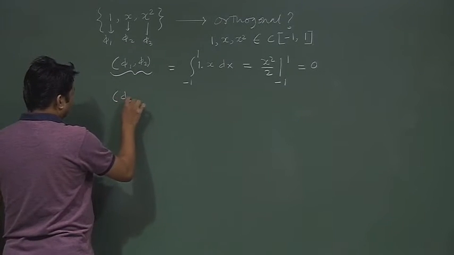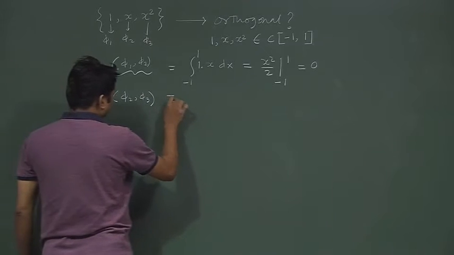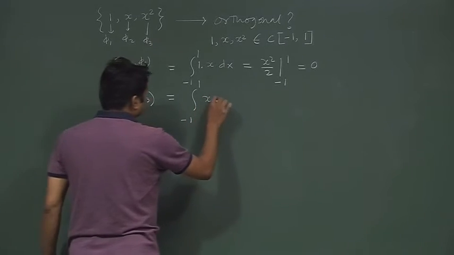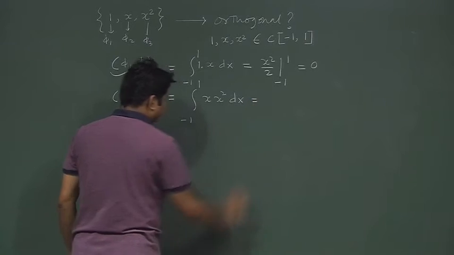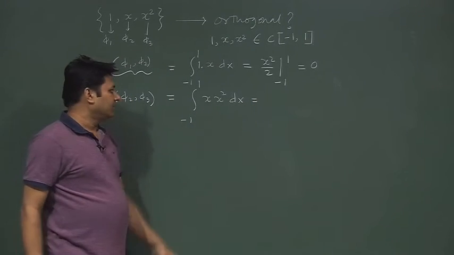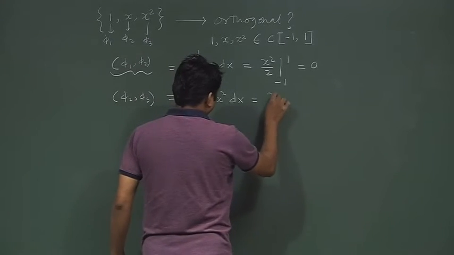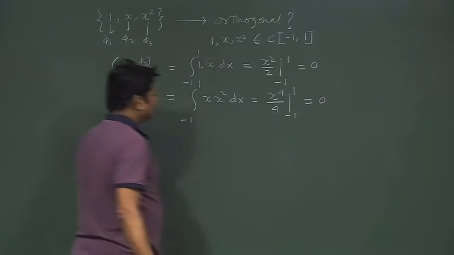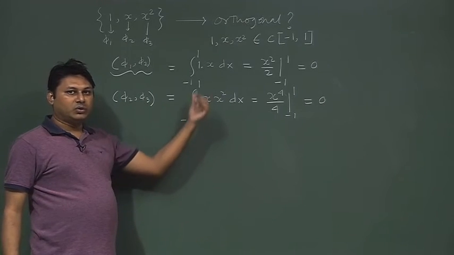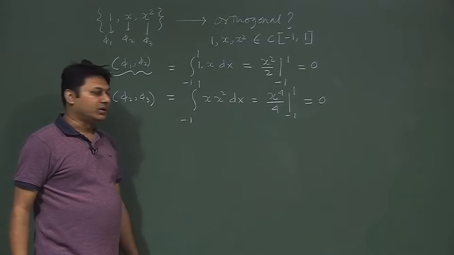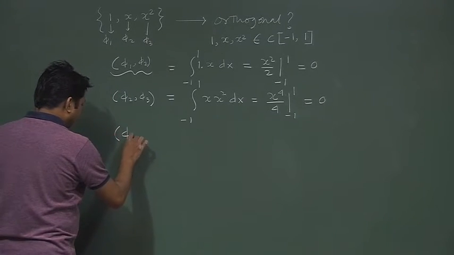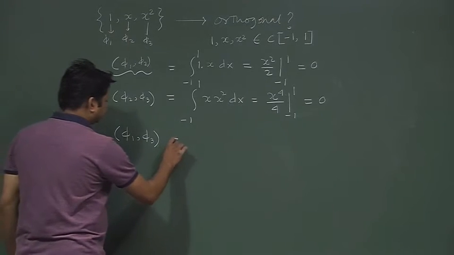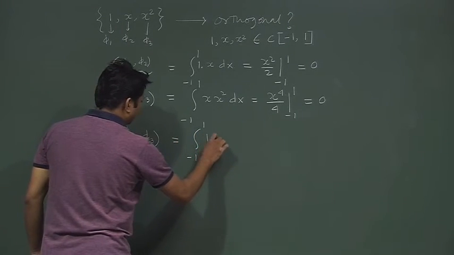What about phi 2, phi 3? Integration from minus 1 to 1, phi 2 is my x, phi 3 is my x square, dx. If I do it, what I am getting here is x cube. So, it is an odd function, x to the power 4 by 4 from minus 1 to 1, again I have 0. So, this is an odd function with limit minus 1 to 1, and I should have value 0 here. What about phi 3 and phi 1? Then I need to do the integration of 1 multiplied by x square, dx.